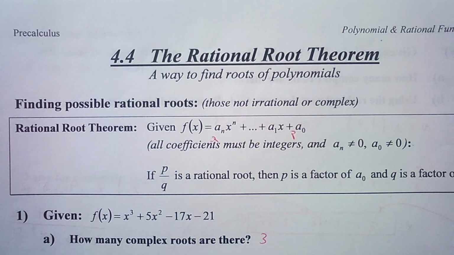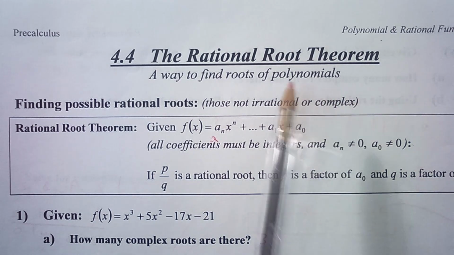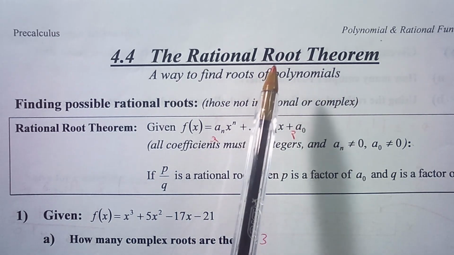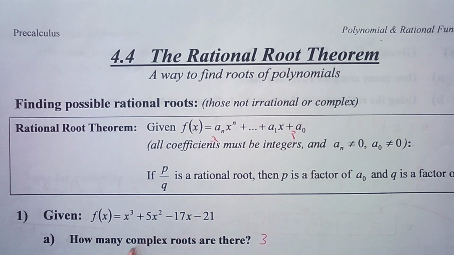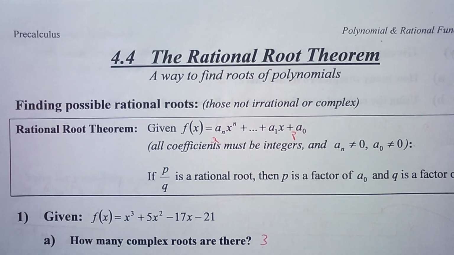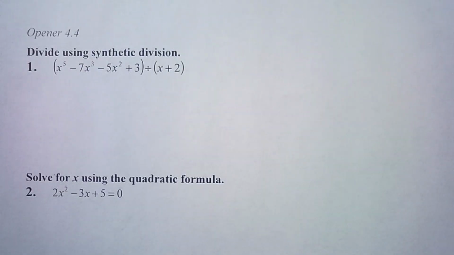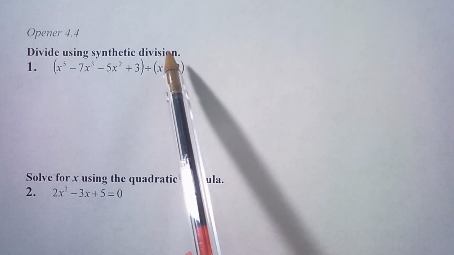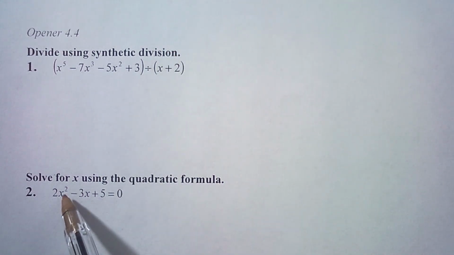Hey guys, today we are going to learn how to use the rational root theorem to solve equations with a degree greater than 2. So like this right here, x to the third power, where there's going to be 3 roots. How do I find those 3 roots? I can do that with the rational root theorem. But first, we need to make sure that we are brushed up on synthetic division and solving quadratic equations where the power, the degree, is 2.